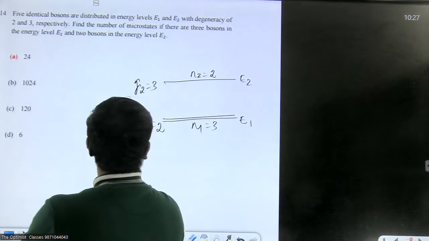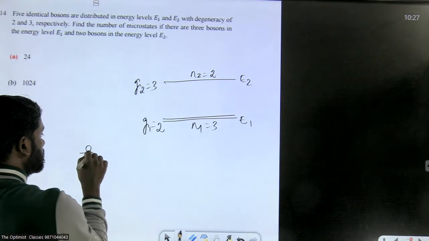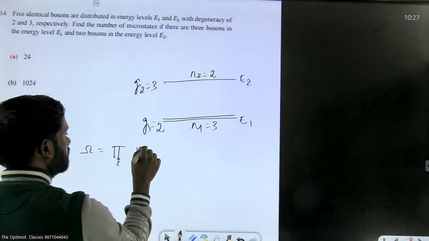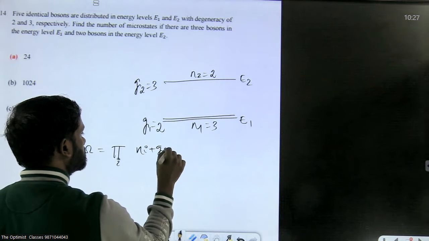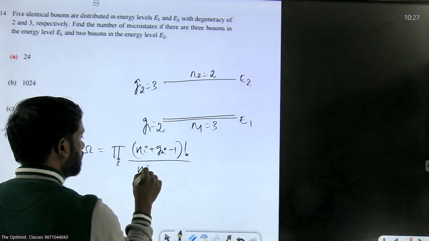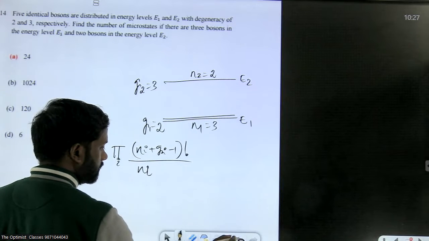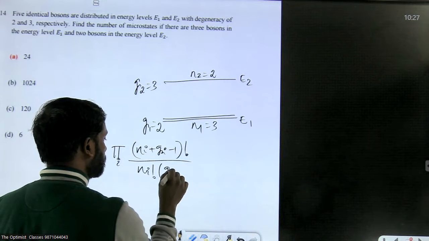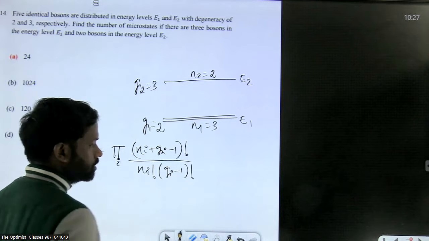The number of microstates is actually given by the product of something like this: (Ni plus Gi minus 1) factorial, divided by Ni factorial and (Gi minus 1) factorial. So that is the formula.